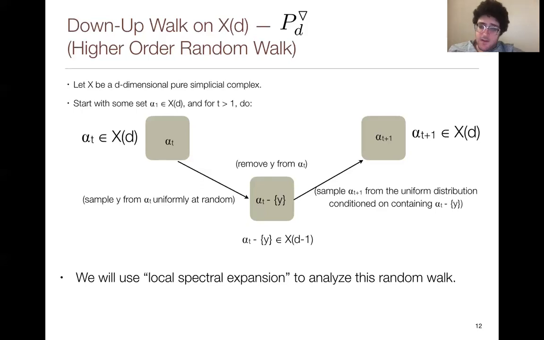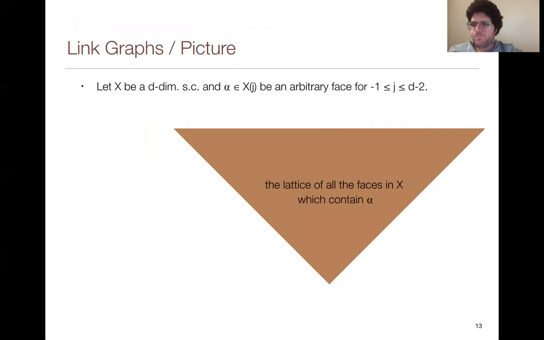And I'm going to be using local spectral expansion to analyze this random walk. Okay, what is this local spectral expansion? This is a method that utilizes the expansion of some local graphs. So let me describe what these local graphs are.